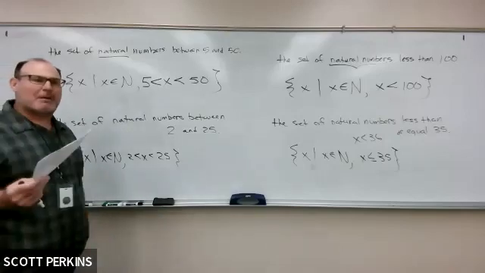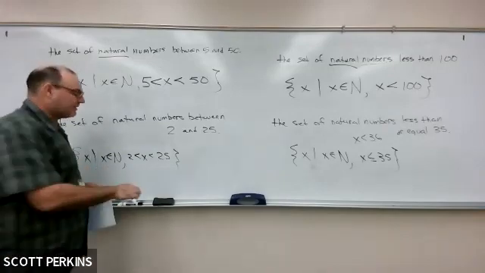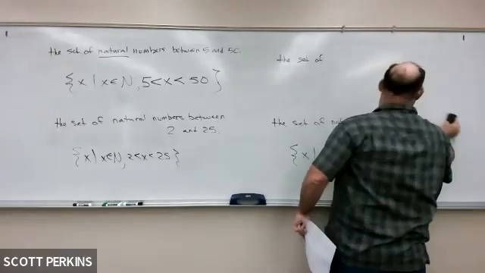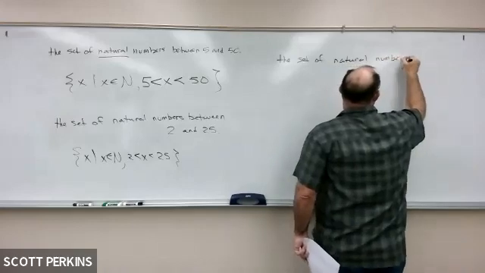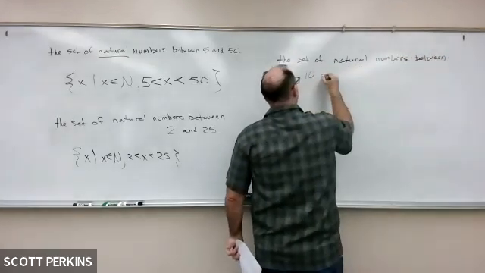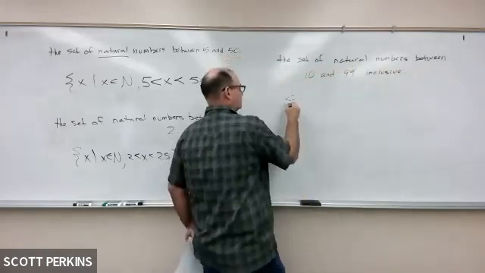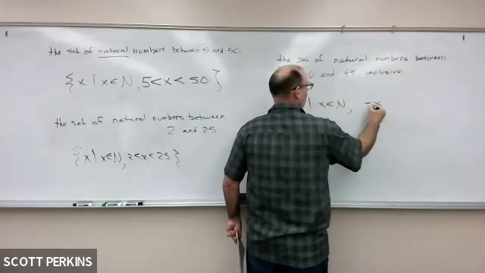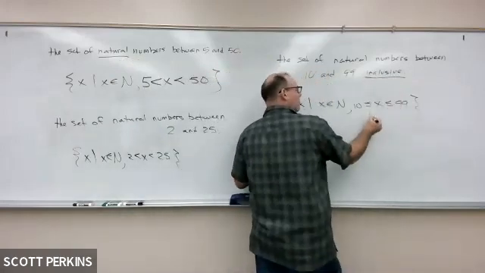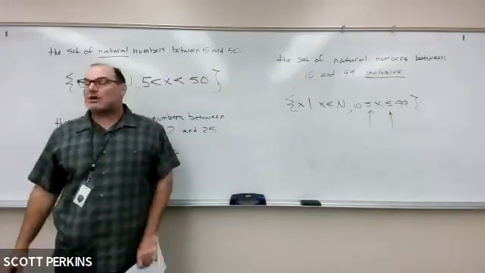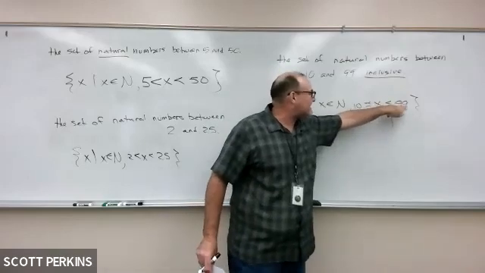One more of these, just to make sure that we remember what this word is from earlier in the class. The next exercise says the set of natural numbers between 10 and 99 inclusive. The only difference on this problem versus the previous ones is that because of the word inclusive, I now put these equal signs here because I am including those endpoints. So not only is the x value bigger than 10, the x value can be equal to 10 now. So I use that symbol. Same thing for the 99. Not only is the x less than 99, it can be equal to 99.